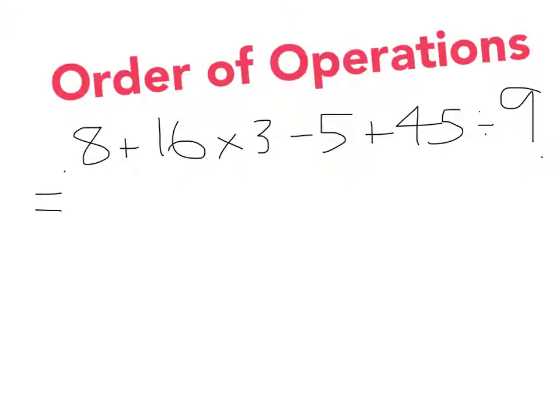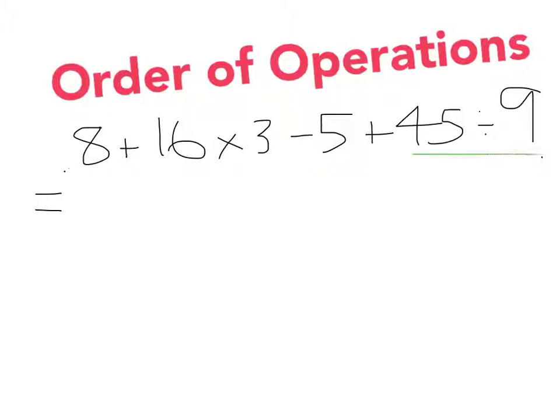Brackets. Do we have any? Nah. Cool. Okay, what's the next one? Orders. Do we have any orders? Any square roots or to the power ofs? Nah, don't have any of those. Brackets, orders, division. Do we have any division? Okay. Let's start from the left and move our way.